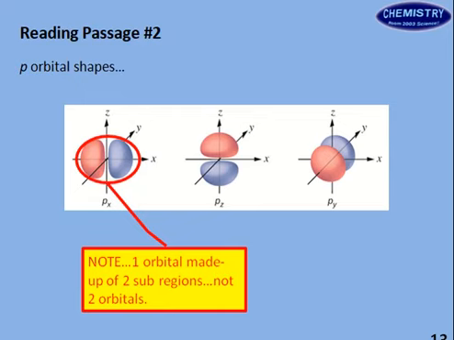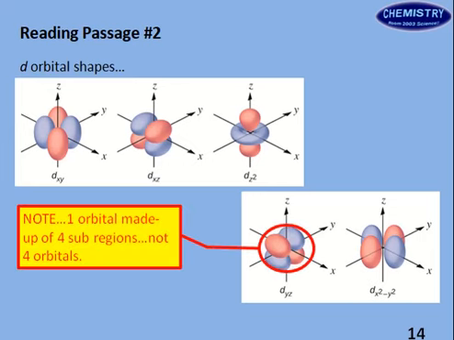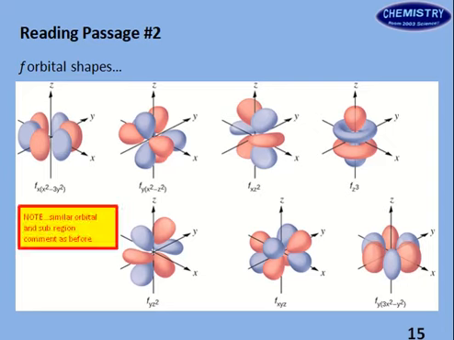So we have 3 p orbitals, and each orbital shown on this picture, on this slide, is comprised of 2 subregions. D orbital shapes, 5 orbitals comprised of multiple subregions. Similar note as before. F orbital shapes, again, similar note. 7 orbitals, multiple subregions.